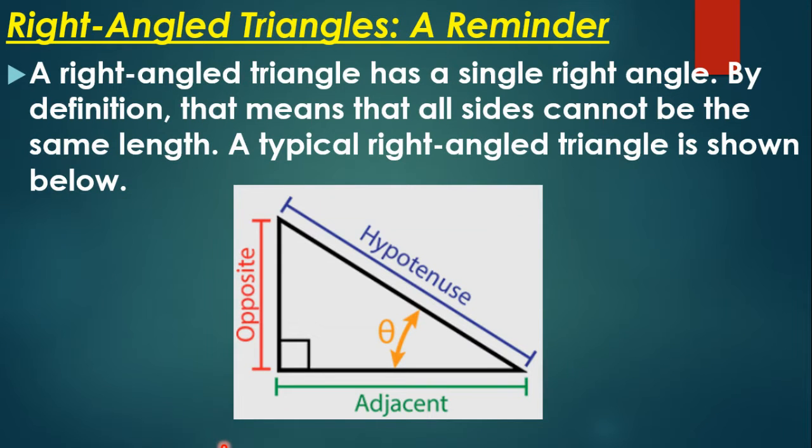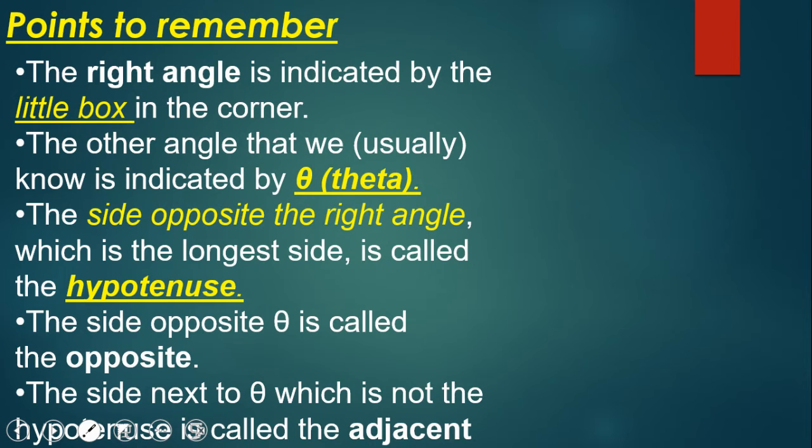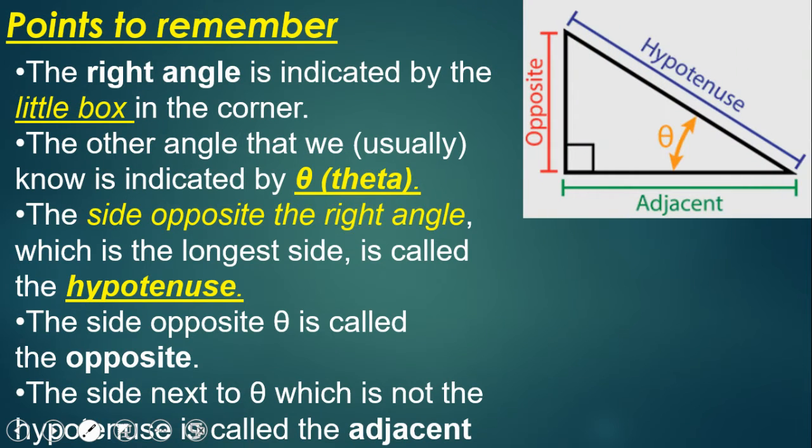trigonometry terms. Please remember, these are the points to remember. The right angle is indicated by the little box in the corner. Please remember that small square that indicates 90 degrees. The other angle that we usually know is indicated by theta.